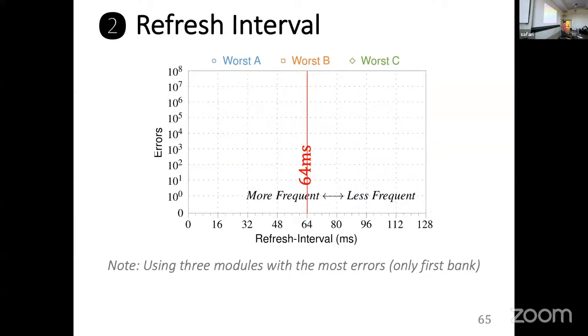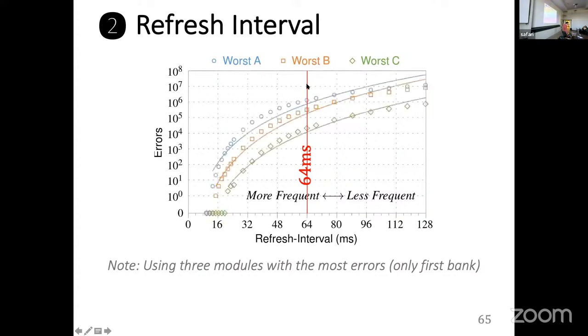Okay, refresh interval, this is actually important. Basically 64 milliseconds was the standard at that time. As you reduce the refresh interval, you'll get fewer bit flips. Why? Because you're reducing the amount of time that the cells can be activated, that a row can be activated. And as a result, you're reducing the probability of a bit flip in the end.